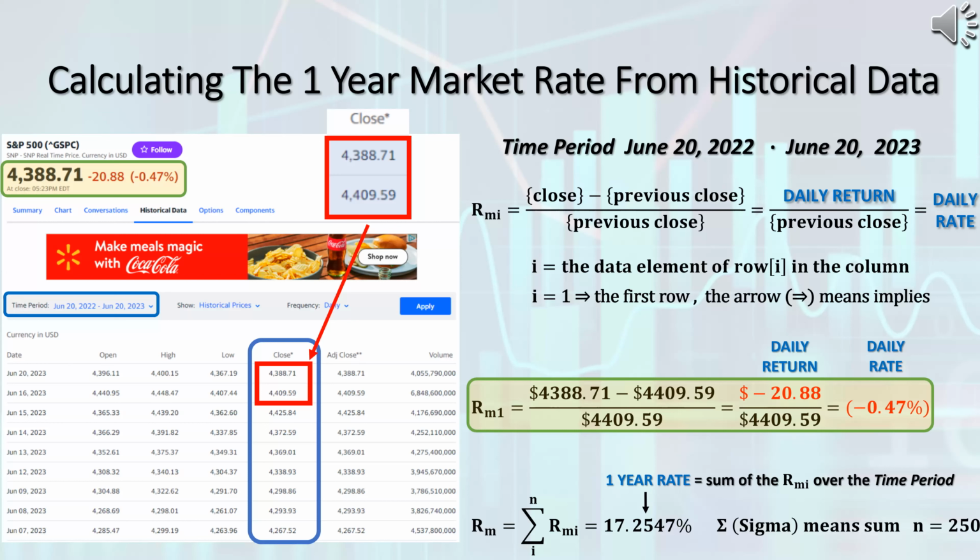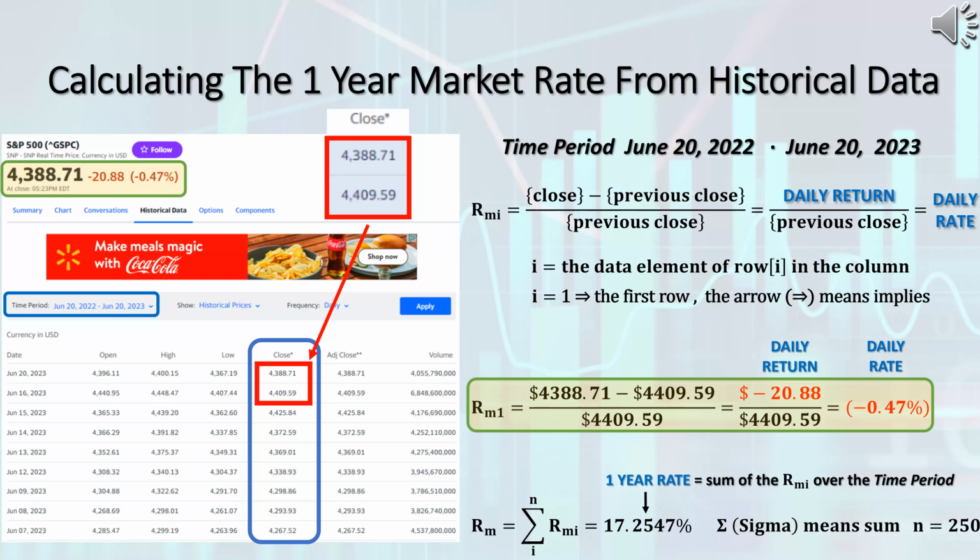In this instance, the daily return is $4,388.71 minus $4,409.59, which yields a negative return of $20.88. By dividing the daily return by the close from the previous day, one obtains the daily rate. In this instance, the daily rate is a negative $20.88 divided by $4,409.59, which yields a negative rate of 0.47%. Therefore, the market rate with respect to the first row is 0.47%.